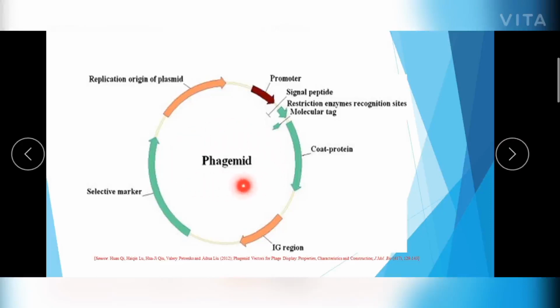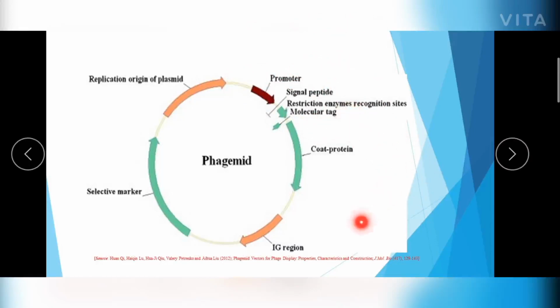This is the way in which a typical phagemid looks. It has the origin of replication of the plasmid and also of the phage, and a selectable marker gene, which helps in screening the transformed cells, a coat protein, and the polylinker site where you are cleaving and inserting the foreign gene. Apart from this, it has regulatory genes to express our desired gene.